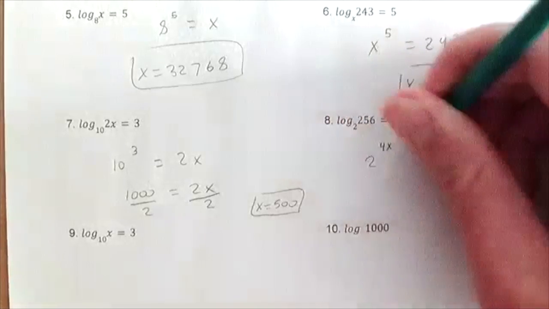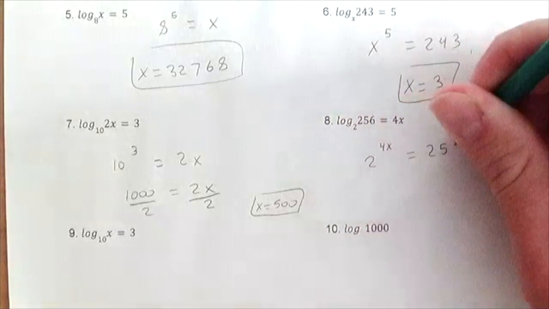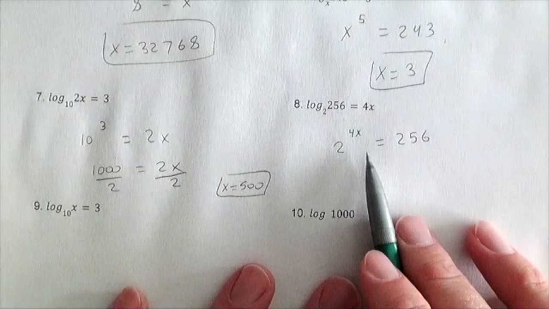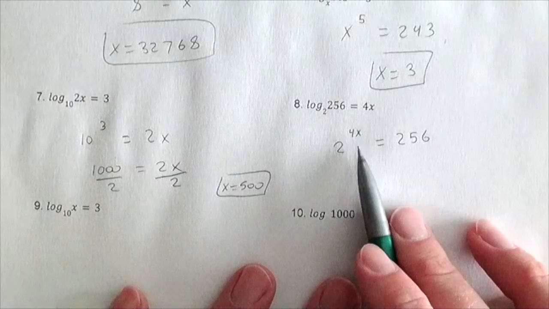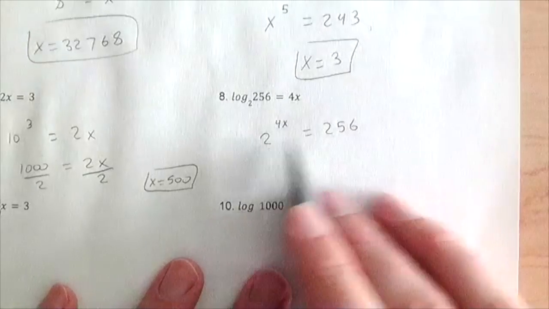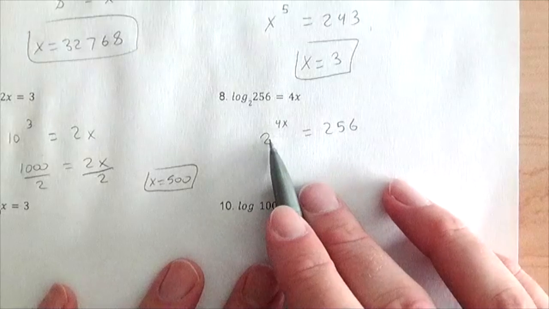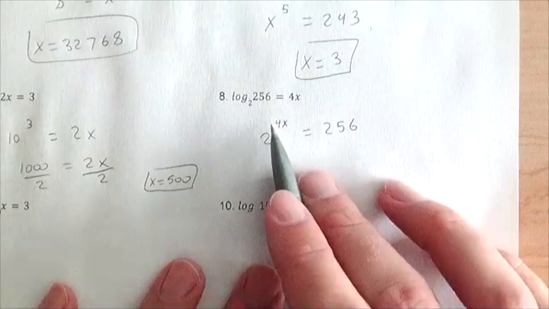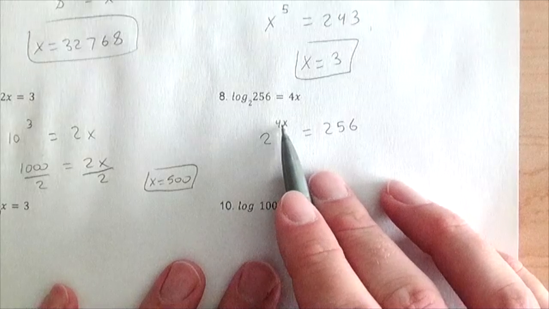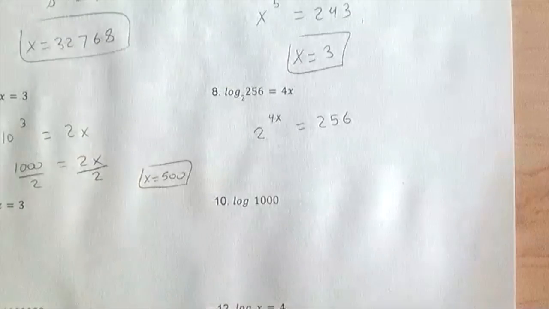2 to the 4x is equal to 256. And this is one that we're going to just do a side to figure it out. Hopefully what you can think is 2 to what power gives me 256. And then whatever that is, we can just divide by 4 to figure out what this is going to be.